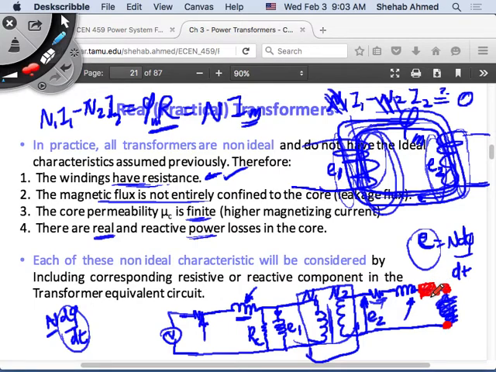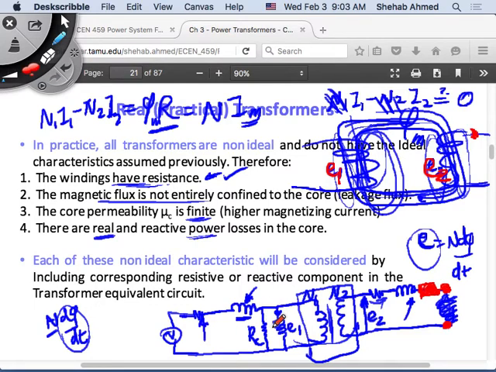Current will not flow through them, but I need current to flow through them to create the back EMF voltages E1 and E2. Even if current is not flowing on my secondary side, I still have E2. If the transformer is unloaded but you supply its primary, you will see voltage on the secondary side because of N d phi by dt, right? So that's why these components have to be in parallel.